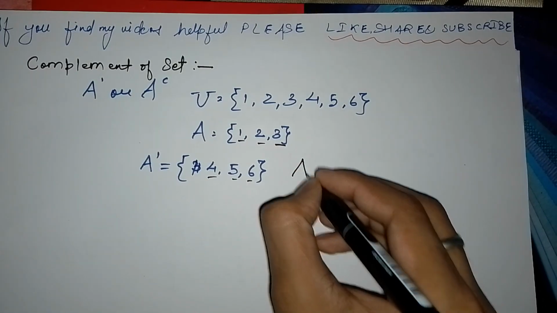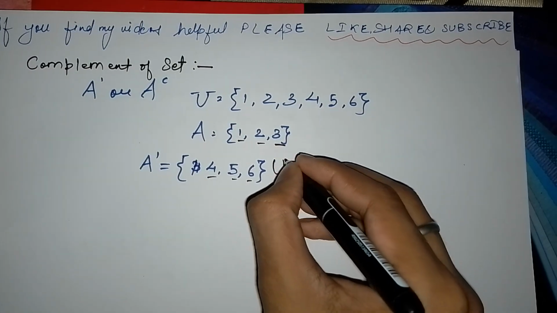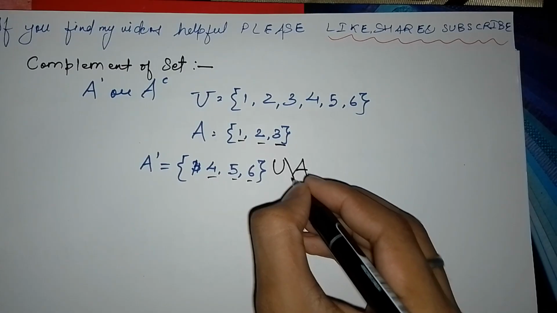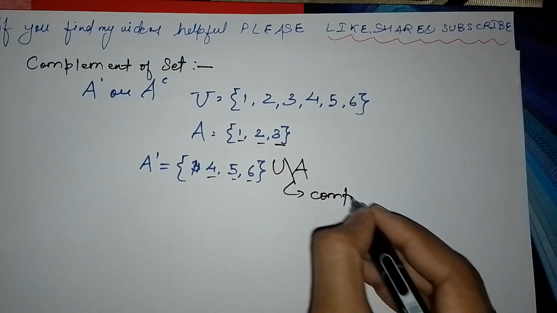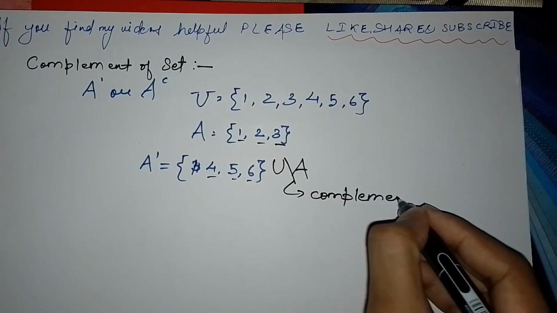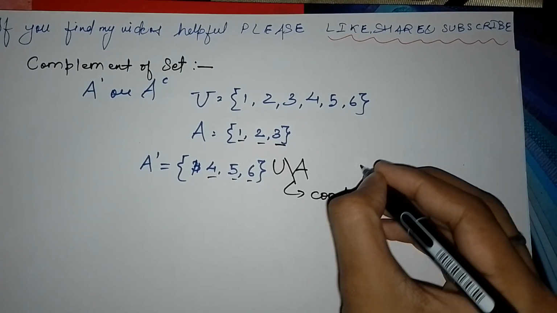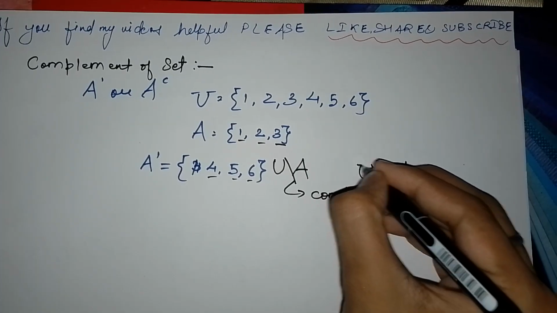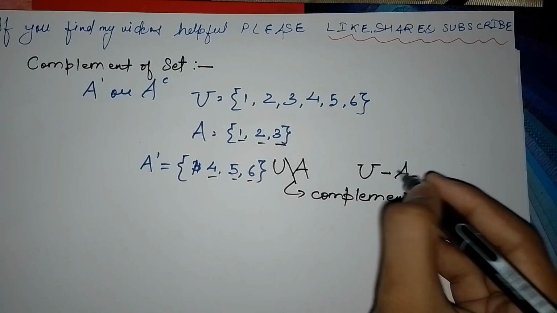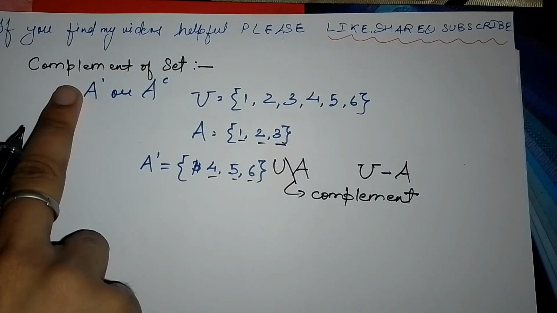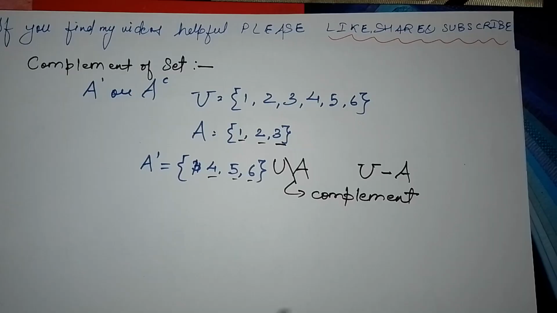It is also represented like this. Wherever you see this slanted line, this also means complement of a set. Sometimes you may also see U minus A. This minus also means complement. Basically, when you see U minus A, you have to do the same thing that you do when you have to find the complement of the set.